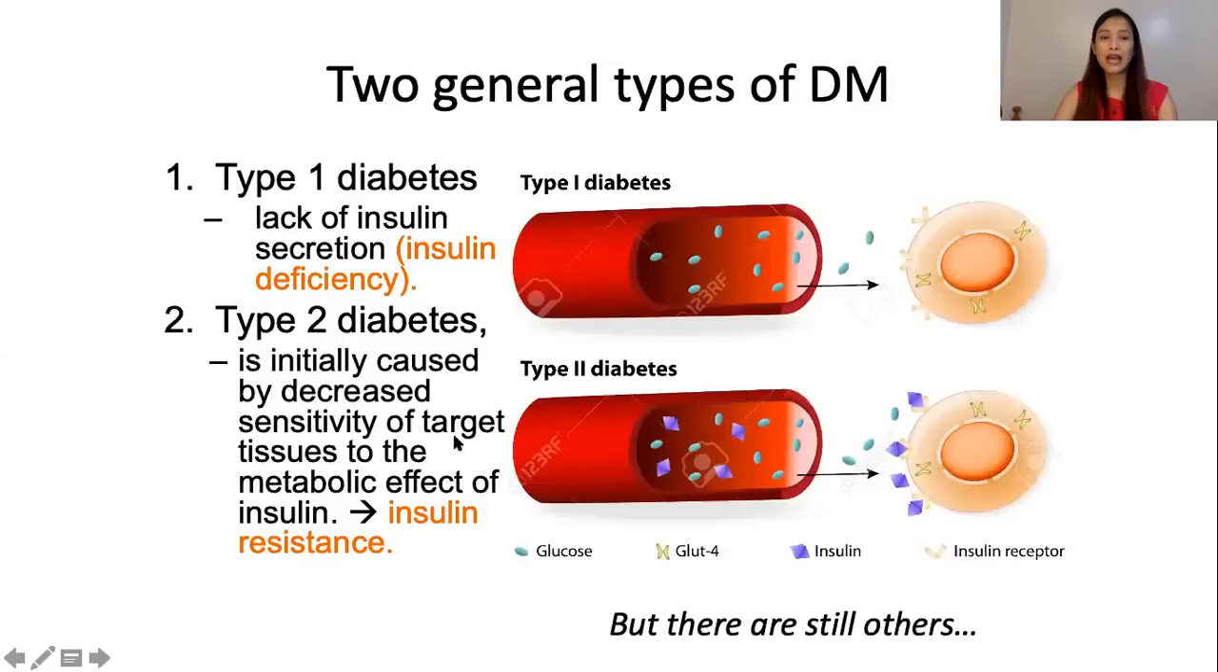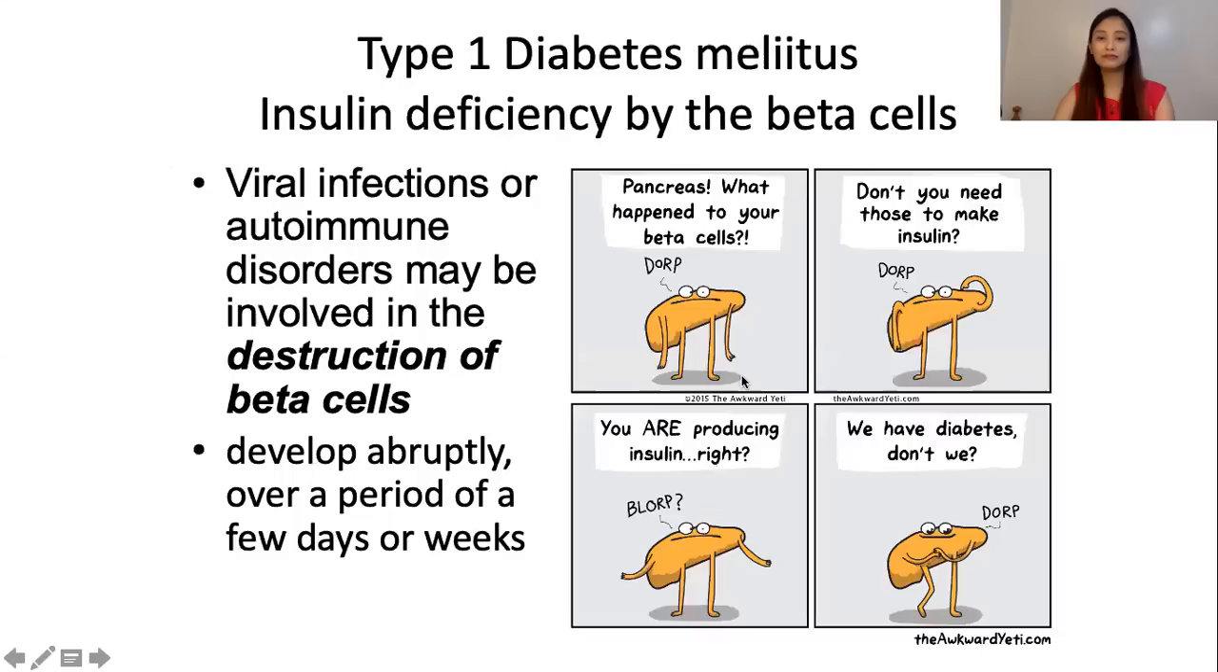There are two types. Type 1 is usually because of insulin deficiency; the beta cells are unable to produce insulin. Type 2 usually starts with insulin resistance. In this diagram, you have insulin, the purple diamond, but even if it tries to act on the target cell, it's not working very well, so your glucose, the green one, cannot enter the cell. In type 1, you don't have any insulin, so the glucose is also unable to enter the cell and just remains in the blood.